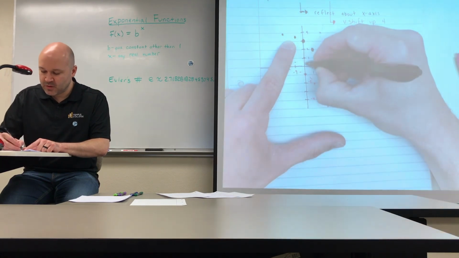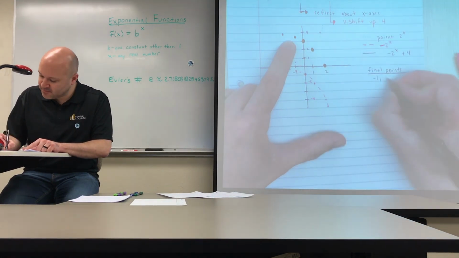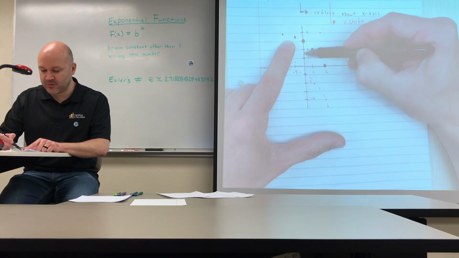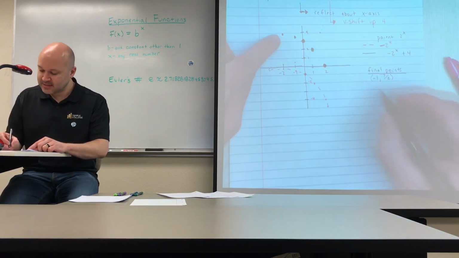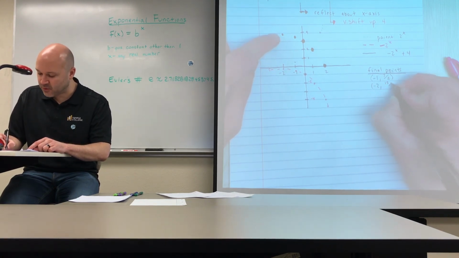Let's see. 1, 2, 3, 4, 5, 6. I'm going to call it 7 halves. So I just counted by halves. 1, 2, 3, 4, 5, 6. That's 7 halves. Now the next point, this is going to be negative 2 comma 15 fourths.